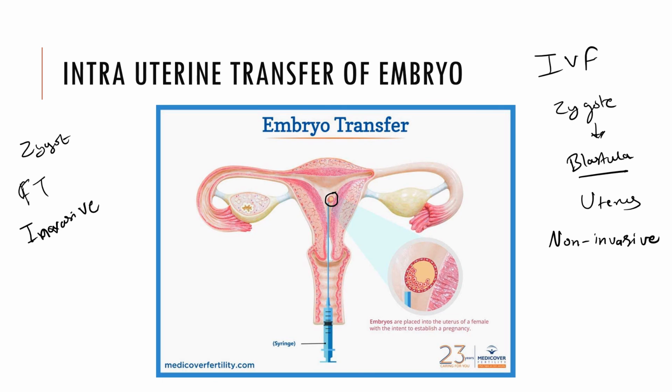The next topic will be the use of transgenic animals. So these were the ARTs we have discussed. We have discussed IVF, ICSI, GIFT, ZIFT, and IUT. If there is any doubt, you can ask me in the classroom. Thank you, students.